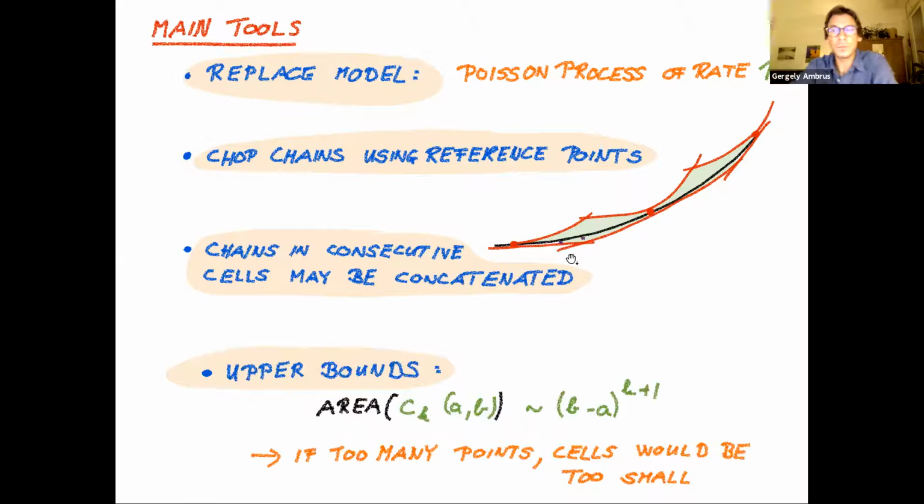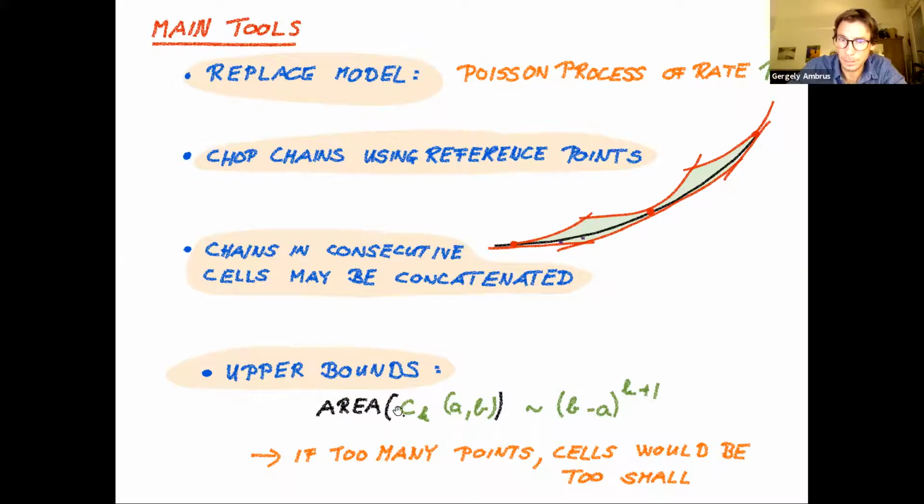All right, and now we can give an upper bound in the Poisson model. This is the method that we use: we pick a couple of fixed points, and then we study these cells independently. We study the longest k-monotone chains in these cells independently. And we have seen that the area of these cells is proportional to the differences in the x coordinates, so (b minus a) to the power of k plus 1.